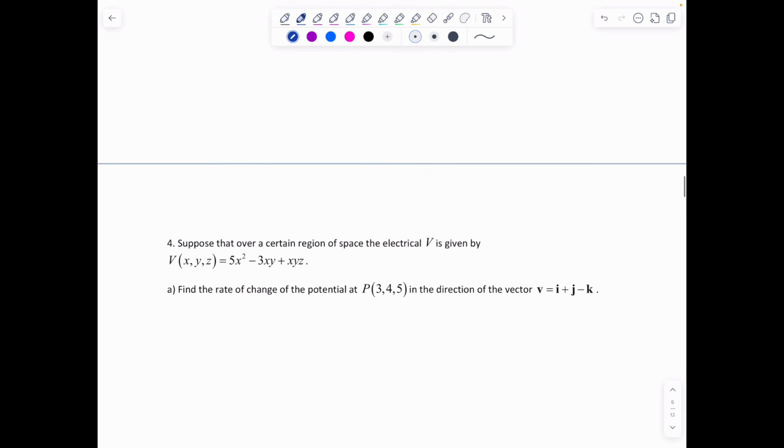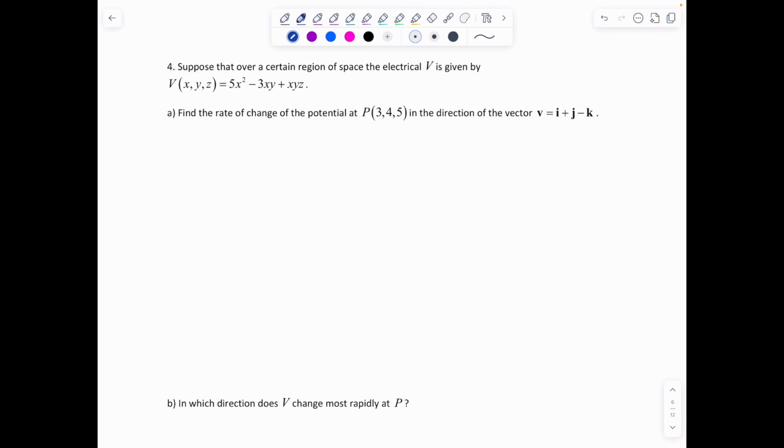Okay, moving on. Suppose that over a certain region of space, the electrical potential is given by, I think I forgot the word potential. Oh well. It is given by V of x, y, z equals 5x squared minus 3xy plus xyz. Yeah, it should be electrical potential. My bad. That's not a problem.